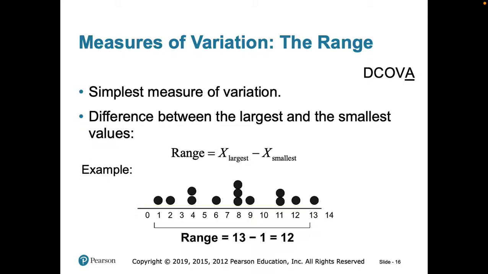Again, at this point, I think we're all familiar with the range. It's the easiest measure of variation. Basically, you take the largest value, you subtract the smallest value, and that'll give you your range. We saw that in chapter 2. In this case, your highest value is 13, your lowest value is 1, so 13 minus 1 is 12, and that will be your range. So your range will be 12.